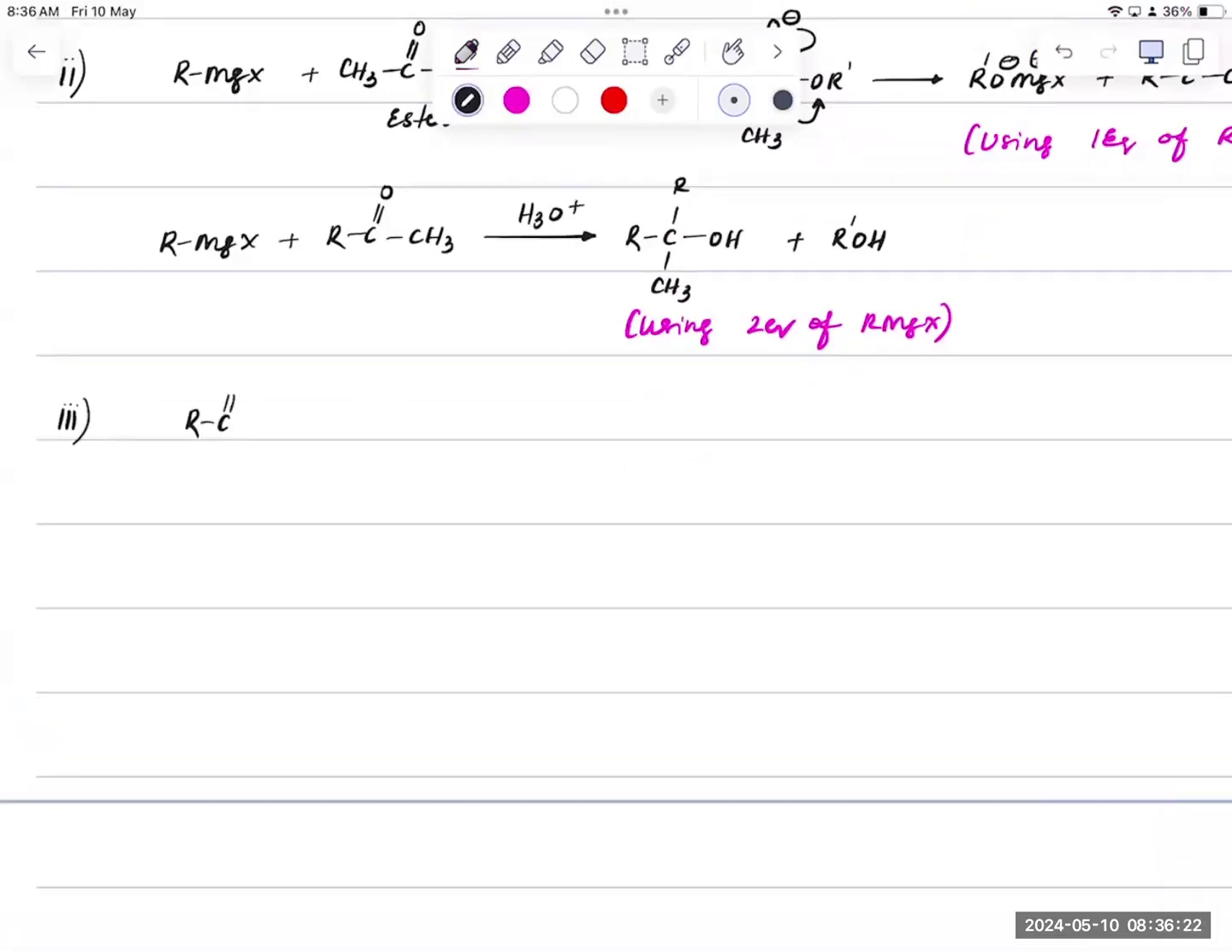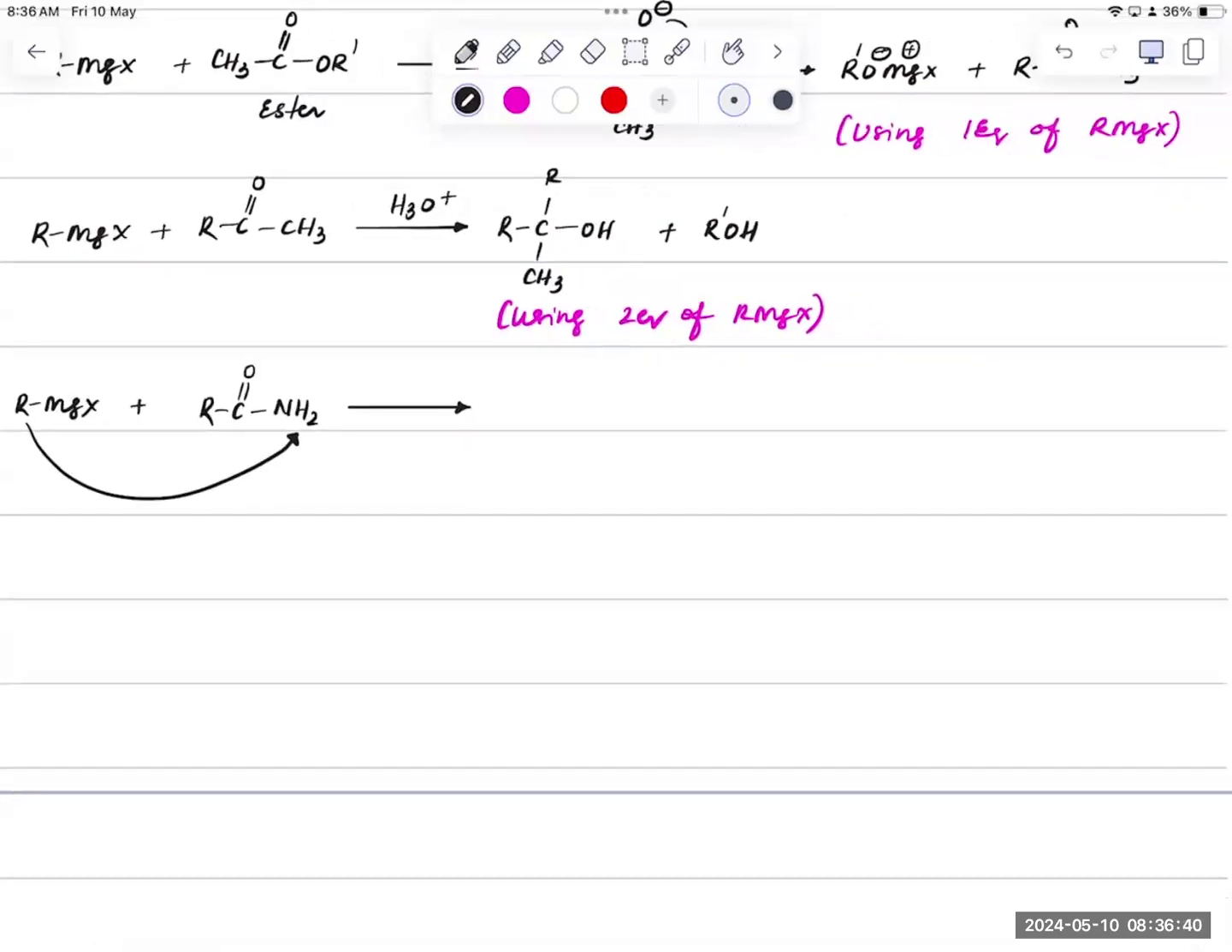Suppose you have RC=O NH2, an amide, and we are treating the amide with RMgX. What you will notice is that R minus, instead of attacking the C=O, will directly take the hydrogen from here. So we will get RC=O NH minus MgX plus we will get RH.